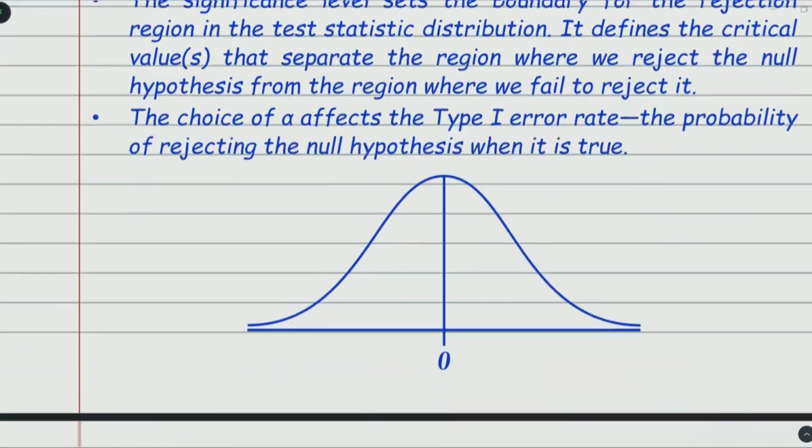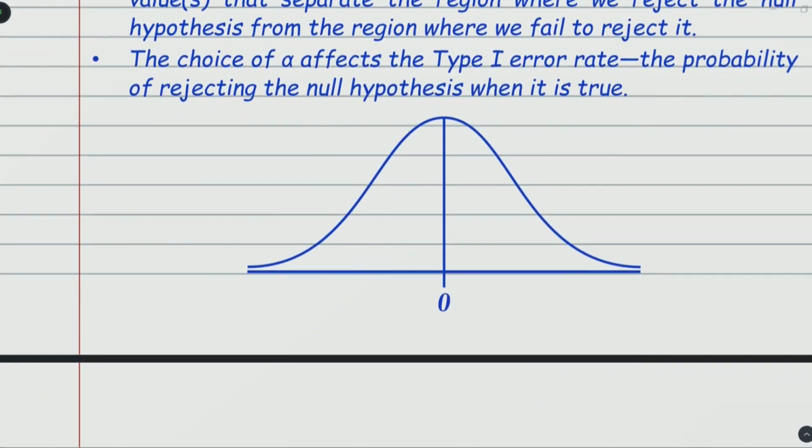Alright then, when we observe the normal distribution, we notice that the critical values may lie on the right tail if it is a right tail test, on the left tail if it is a left tail test, and on both the tails if it is a two tail test.